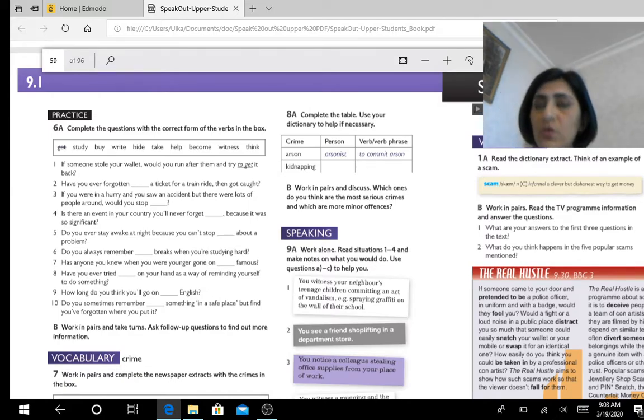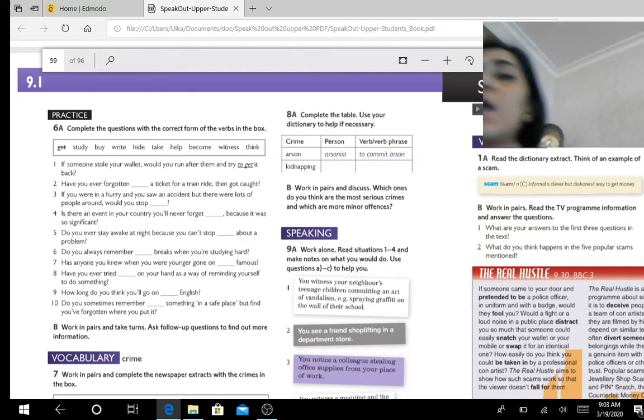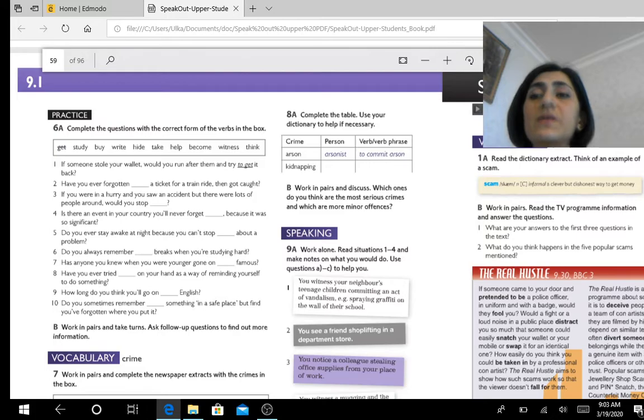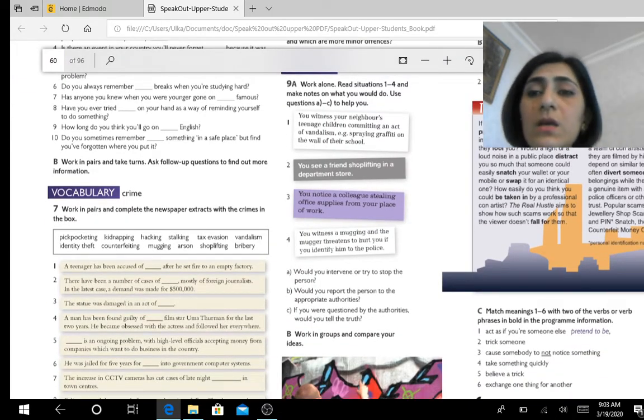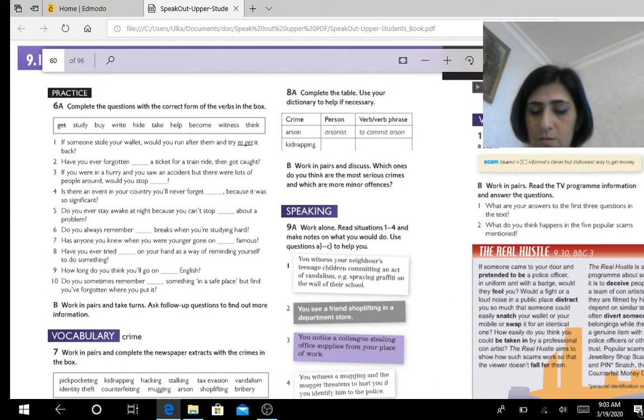And if you pay attention to exercise 8a, here you have a table with crime, person, and verb, like the action for this crime. For example, the first one is given as arson. The person is arsonist, and the verb is to commit arson. Okay, so you can go on like this with kidnapping, with mugging, and things like that. I would like you to complete this table too.